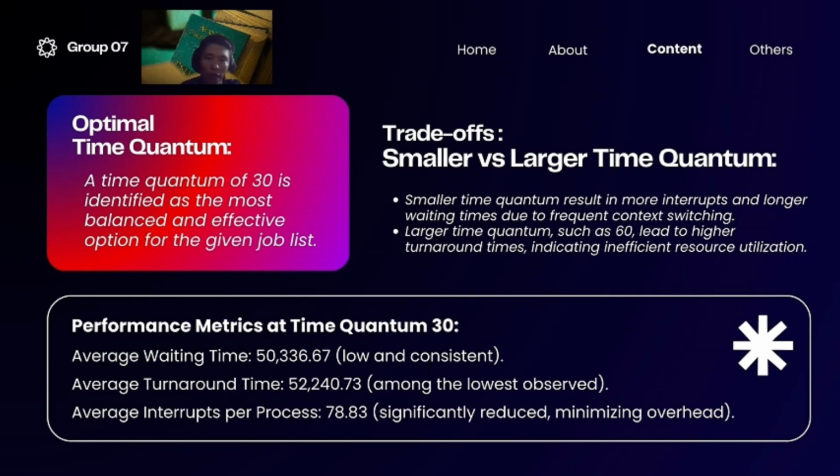The trade-off is that a smaller time quantum costs too many task switches and increased delay. A larger time quantum leads to long task completion time. By choosing 30, we avoid both issues, achieving smooth performance. In conclusion, a time quantum of 30 delivers the best result in minimizing waiting time, speeding up task completion, and reducing unnecessary interruptions. This ensures the system runs efficiently and effectively.